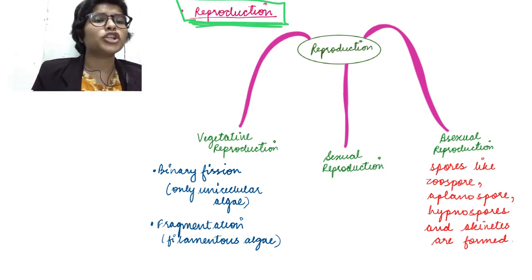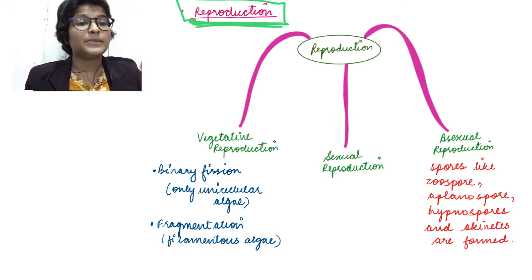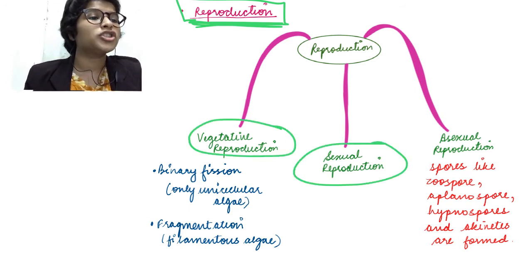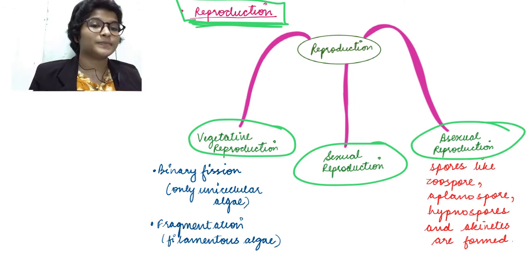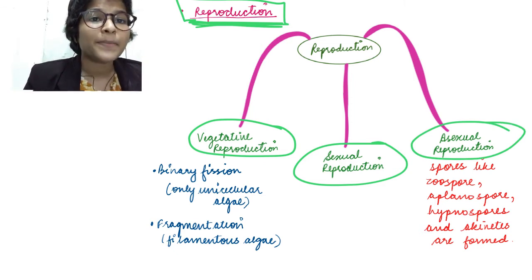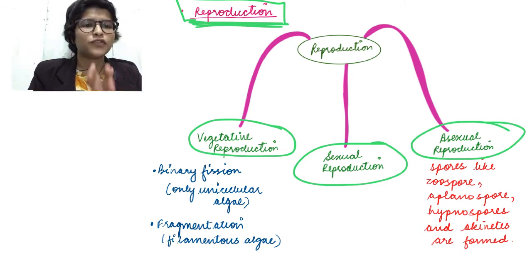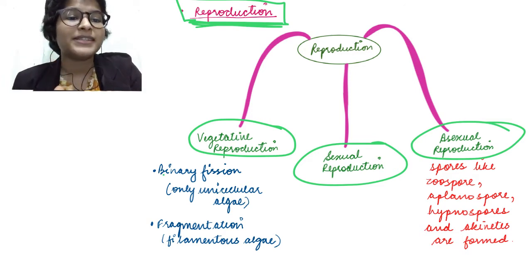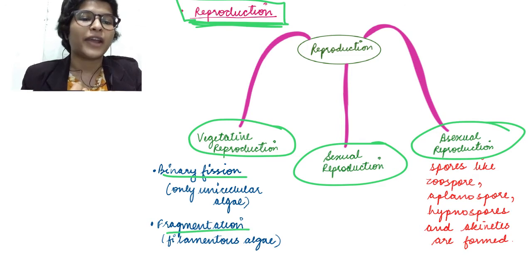अभी reproduction कौन से 3 टाइप के होते हैं? इसमें reproduction होता है vegetative type, sexual reproduction and asexual reproduction. Okay. So vegetative type is something that does not involve the formation of spores, etc. So we have 2 important methods, that is binary fission and fragmentation.